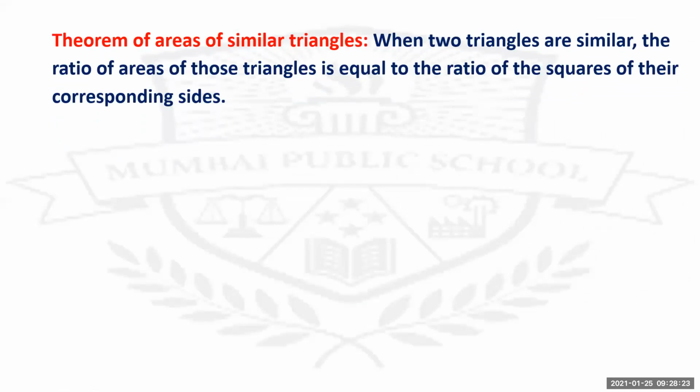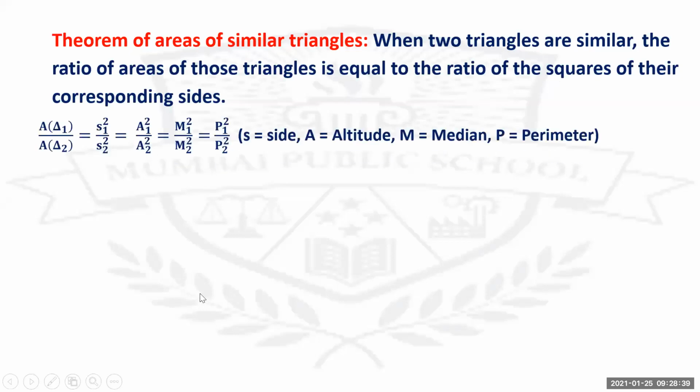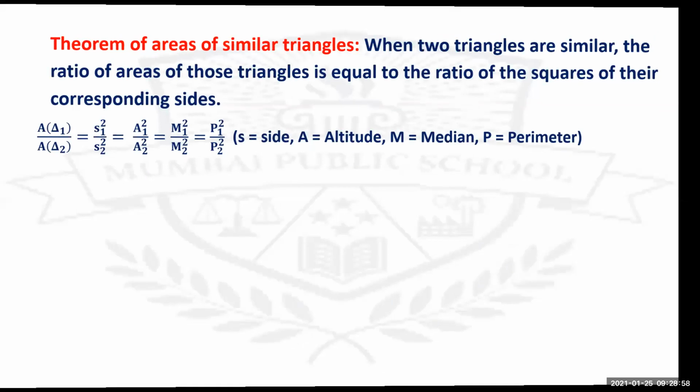So when two triangles are similar, the ratio of the areas of the triangles is equal to the ratio of the squares of their corresponding sides. So instead of B1 upon B2, it is going to be S1 upon S2, the whole square. Area of triangle 1 upon area of triangle 2 equals side 1 square upon side 2 square, equals altitude 1 square upon altitude 2 square, equals median 1 square upon median 2 square, equals perimeter 1 square upon perimeter 2 square. We'll solve questions based on this.